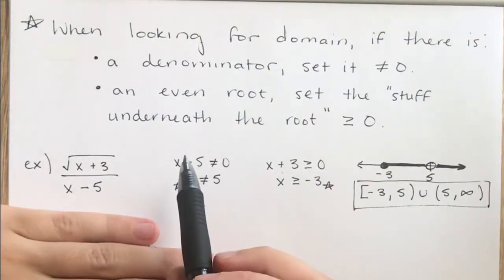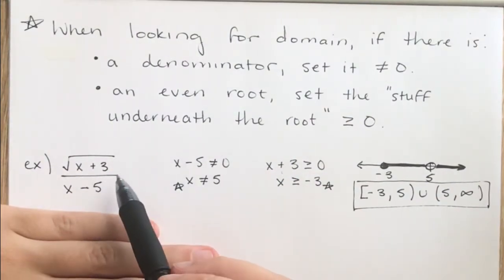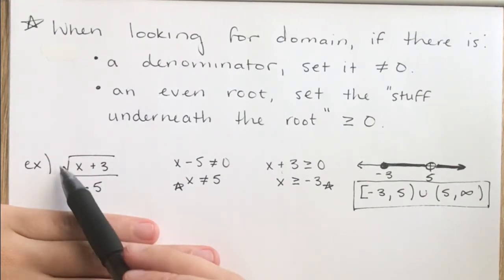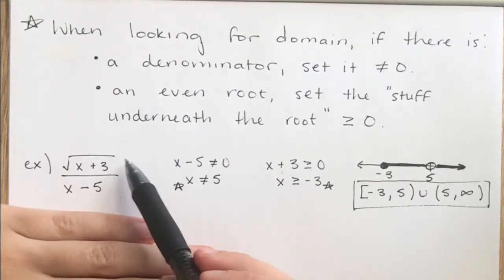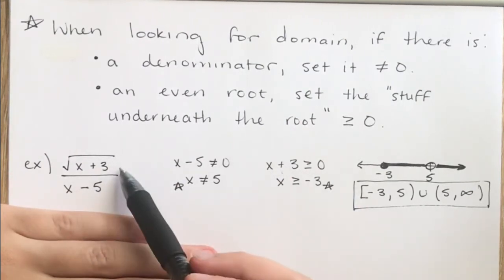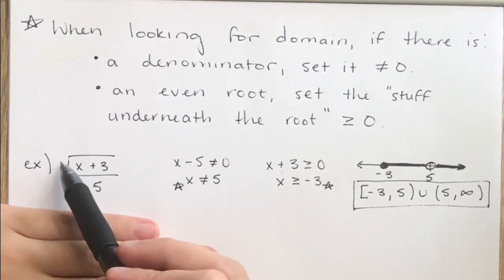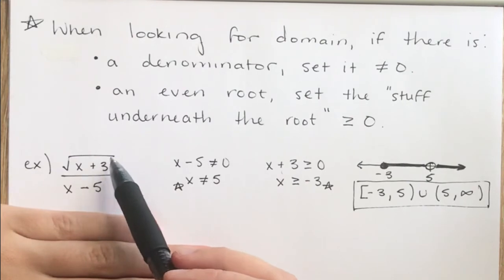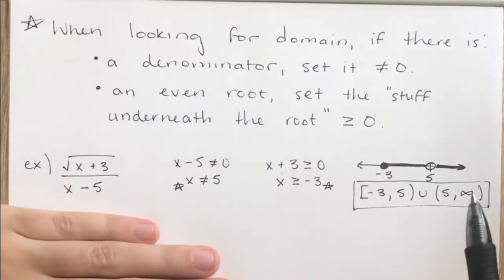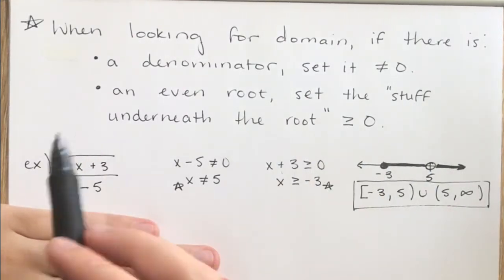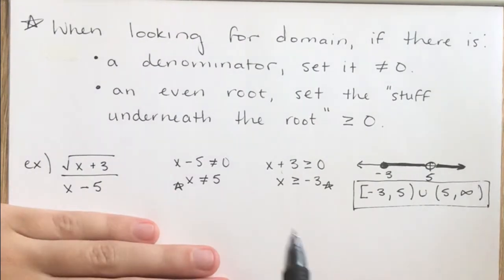Before we move on, I want to point out here that normally we don't have to care about what's going on in the numerator. But because the numerator has an even root, we have to worry about it, right? If we didn't have this square root here, the x plus 3 wouldn't be a problem. But because we have the even root, we have to make sure we account for that in our domain.